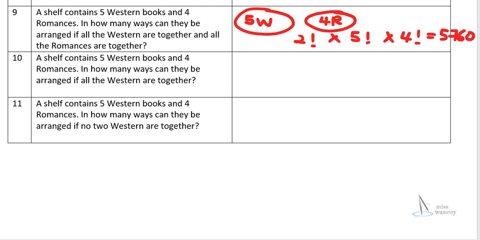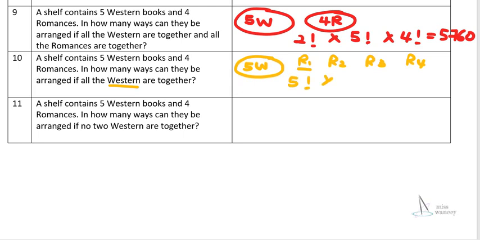Okay, so let us proceed with the next one. Same question again, but now we want all the Western to be together. So all the Western need to be together, so do one group for them. And then we have the Romance, Art 1, Art 2, Art 3, and Art 4. So all together we have one group to arrange. 2, 3, 4, 5, 5 things to arrange.